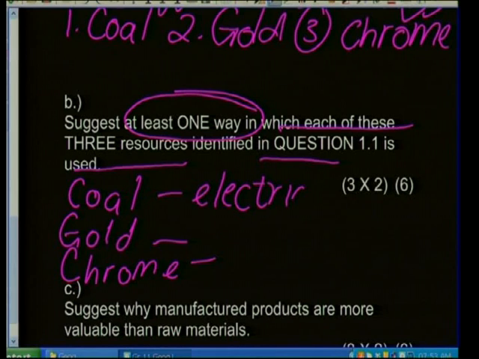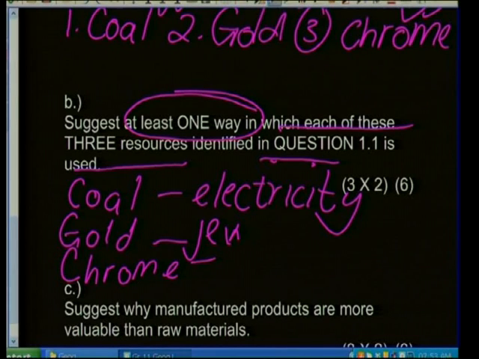Remember, coal, especially for coal burning, generates electricity. 90% of our electricity needs in South Africa are satisfied by coal burning. Gold, jewelry. Most of the important aspects of the value of gold is determined by its finished product, which is jewelry. And hence we have a lot of jewelry manufacturers in this country.